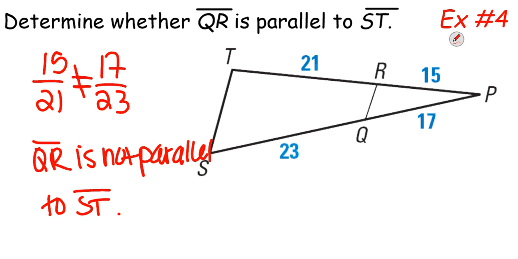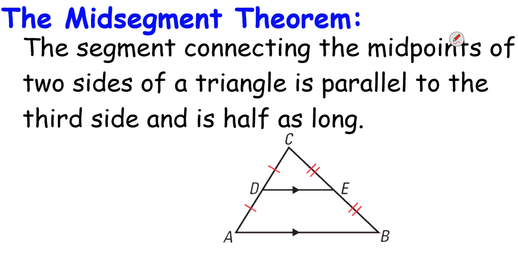And we have one more theorem called the mid-segment theorem, which says that the segment connecting the midpoints of two sides of a triangle, so that would be this segment, DE, is connecting these two sides of a triangle. How do we know that D and E are the midpoints? Because of these tick marks. These two halves are equal, which means that this is the midpoint.